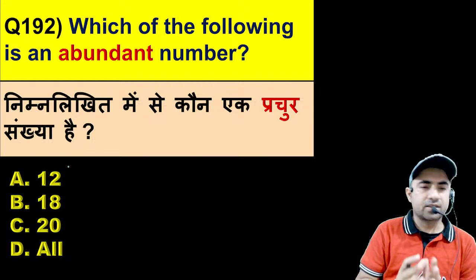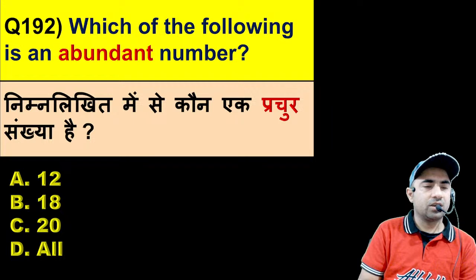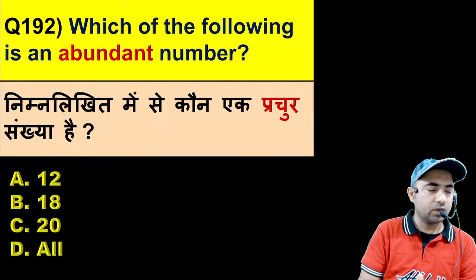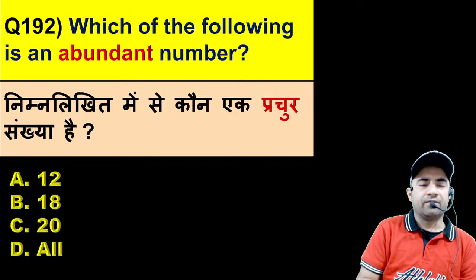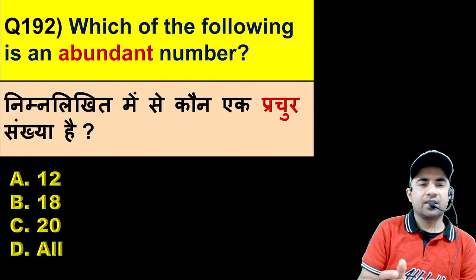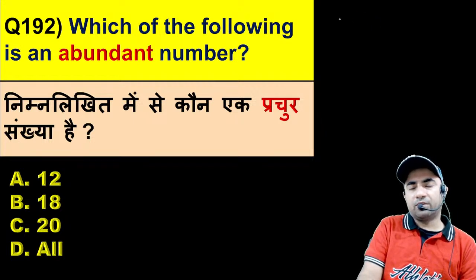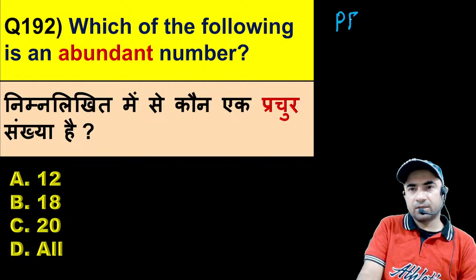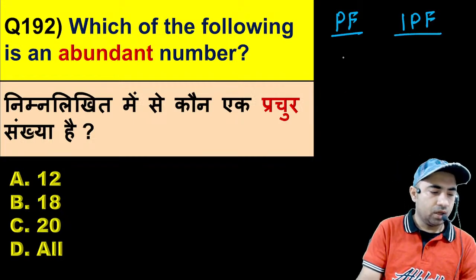Which of the following is an abundant number? I have already discussed that when the sum of all the proper factors of any number is equal to the number itself, then the number is called a perfect number. I will explain again. Any number has two types of factors. One is proper factors and the second is improper factors. We have discussed this in our previous session also. Now I will explain again.